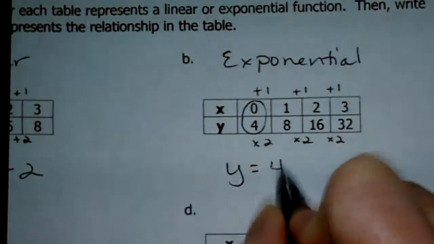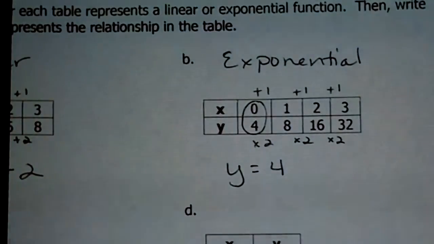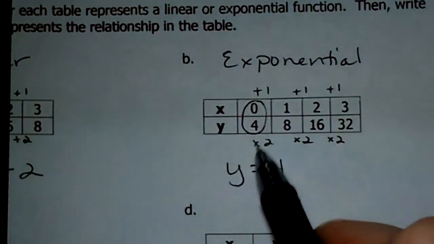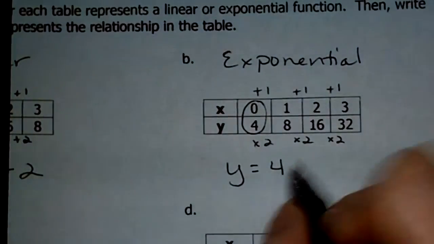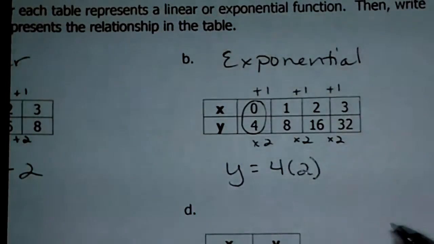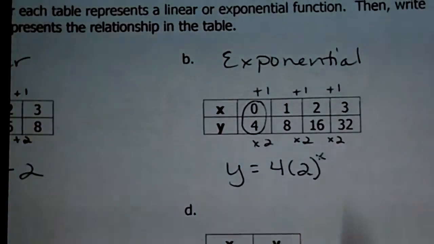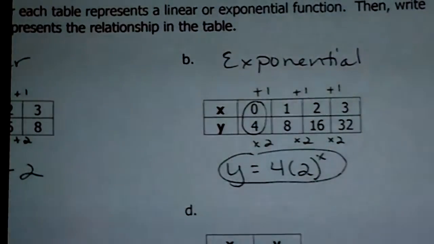I'm going to write that down. I'm supposed to multiply a by b to the x power. B is the growth factor. Our growth factor is right here. Every time we're multiplying by 2. That's the factor. I'm going to wrap that in parentheses because that's how you normally see it, and raise it to the x power. That's your equation.